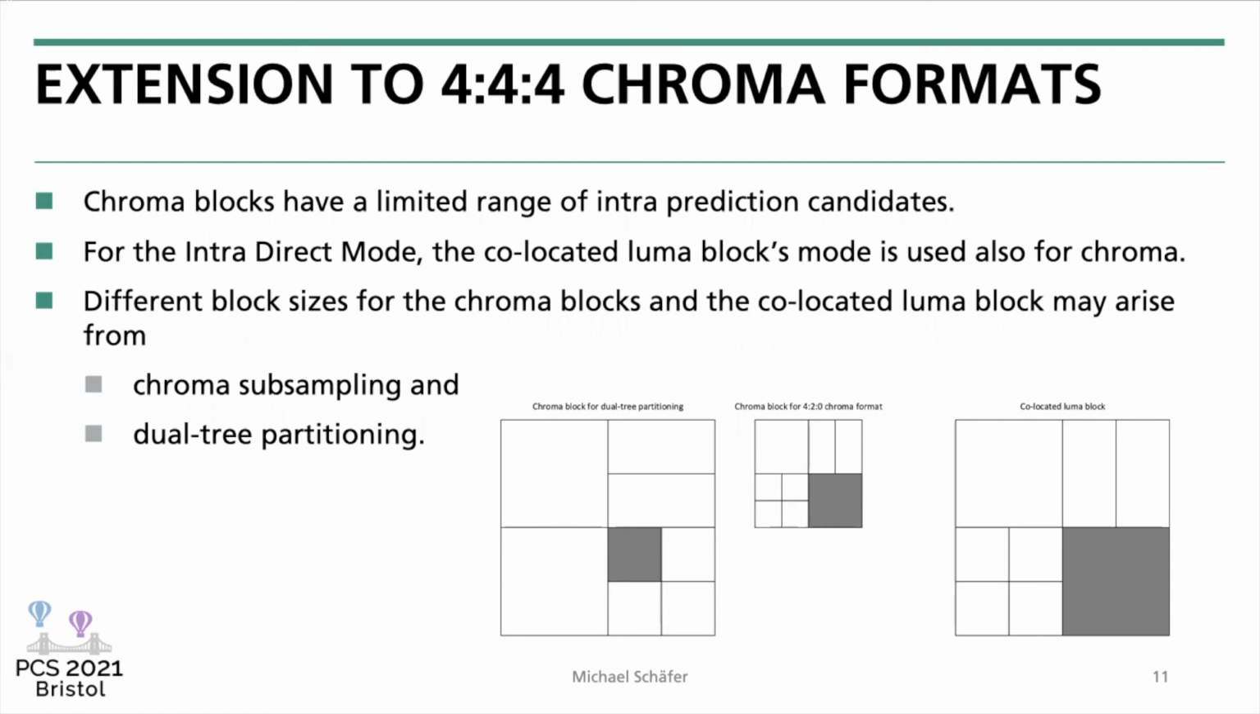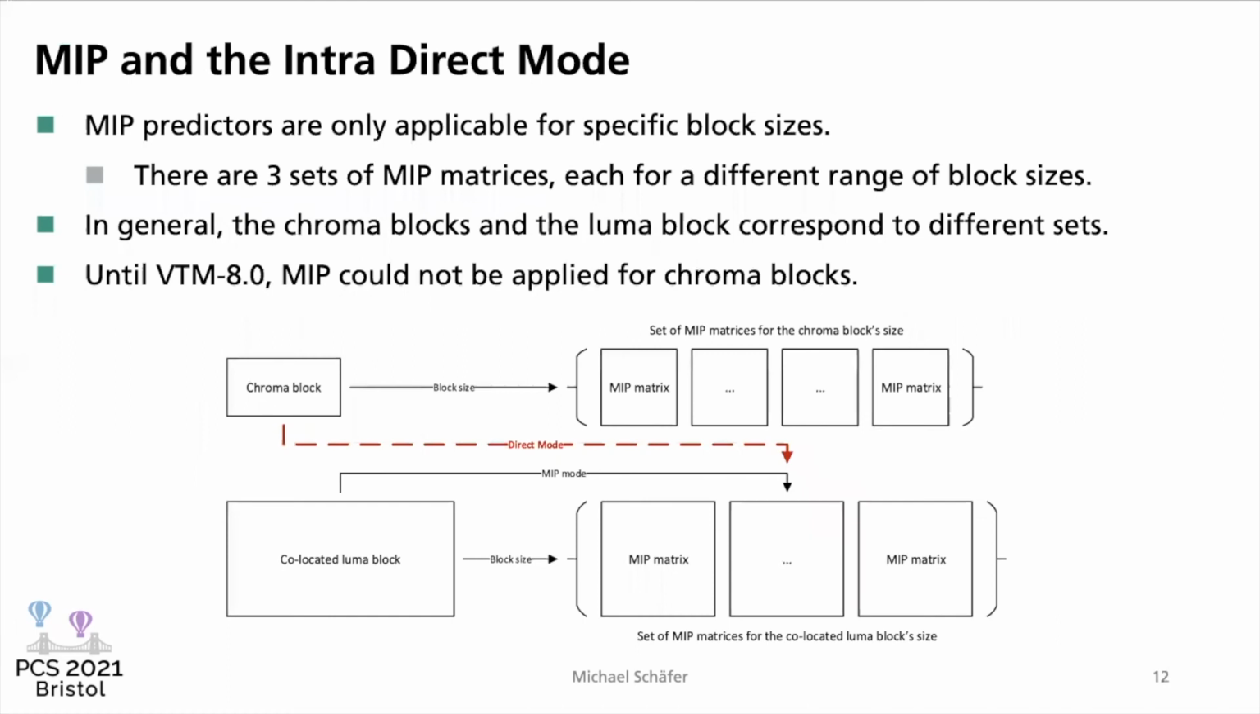You may take a look. If you remember, the applicable MIP modes depend on the block size. Thus, when the chroma and co-located Luma block have different set indices, the applicable modes of the chroma block are entirely distinct from the applicable ones of the Luma block. In other words, the application of the direct mode simply was not feasible here. Until VTM 8.0, the planar mode was selected in these cases.